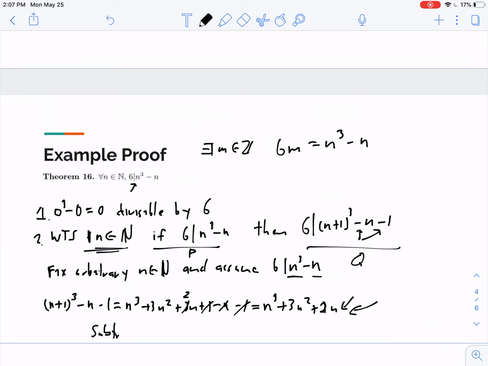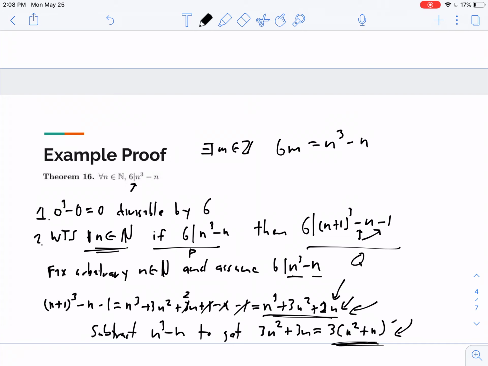So subtract n cubed minus n to get 3n squared plus 3n, which we can just write as 3 times (n squared plus n). And now we want to make sure that this is divisible by 6, right? Because if this quantity here is divisible by 6, then this quantity here is divisible by 6 because we just get it by adding something that's divisible by 6, right? If we add n cubed minus n, then we get this other quantity. And since this is divisible by 6, it will preserve the divisibility.